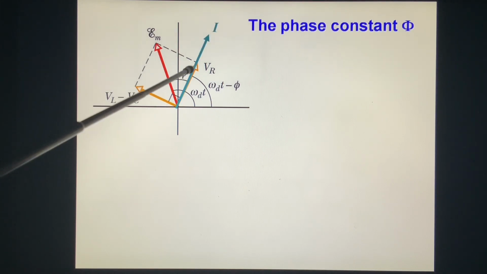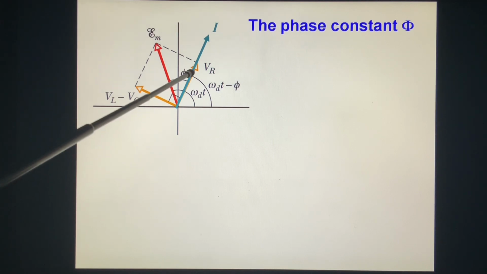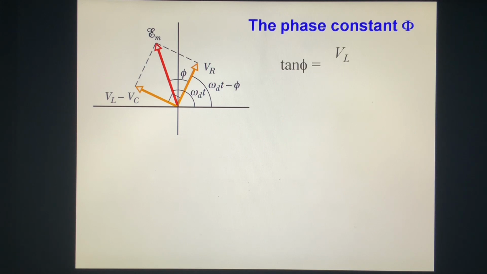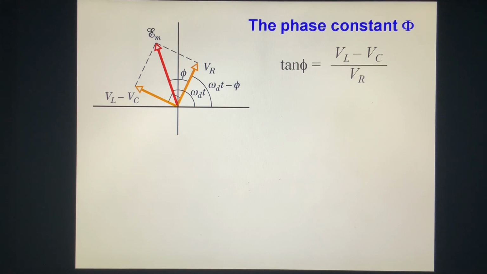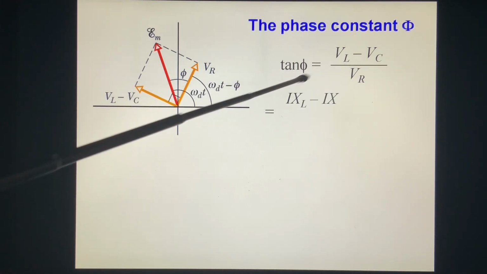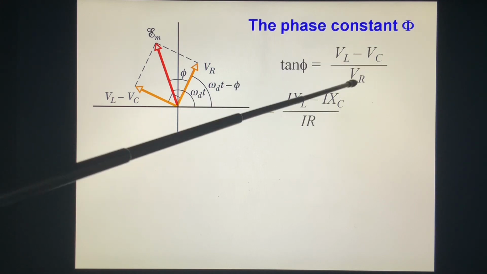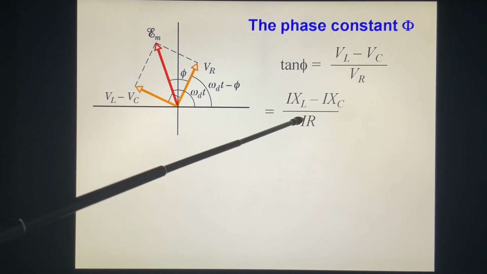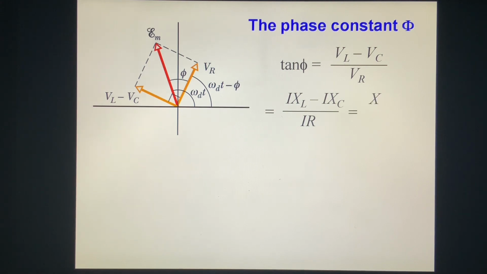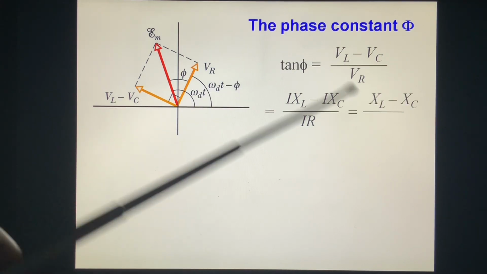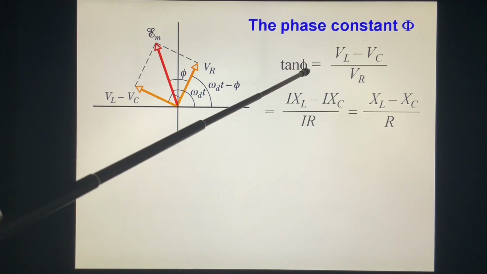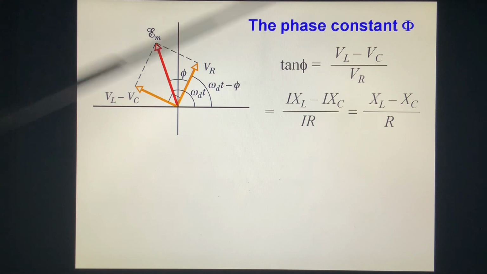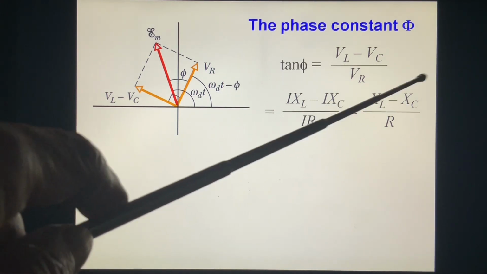Okay, and this direction is the current direction because VR is to I at the same phase. So tangent of phi equal to VL minus VC over VR. We know VL equal to I XL, VC is I XC, VR is I XR. So we can cancel out I. We get tangent of phi equal to XL minus XC over R. We know everything in this one, so we can know the phi. The phi is arctangent of XL minus XC over R.